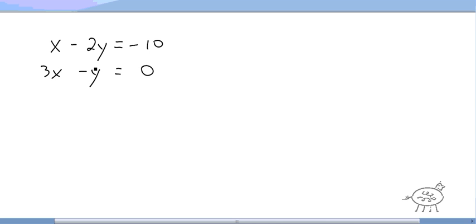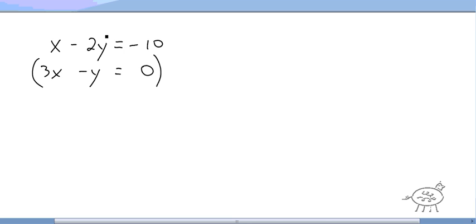So what we need to do is multiply one of the equations by a number to give us an opposite. I can choose whichever variable I want. I'm going to choose to eliminate the y. It doesn't really matter in this case. They're actually pretty similar.